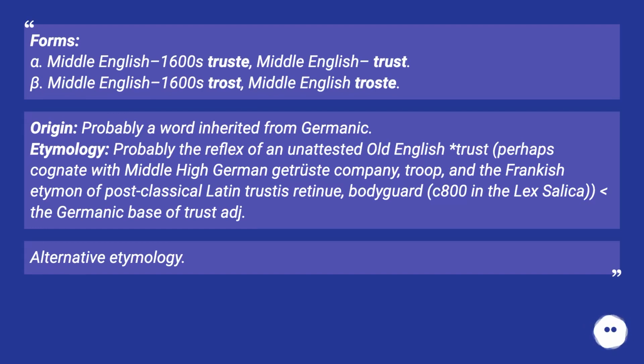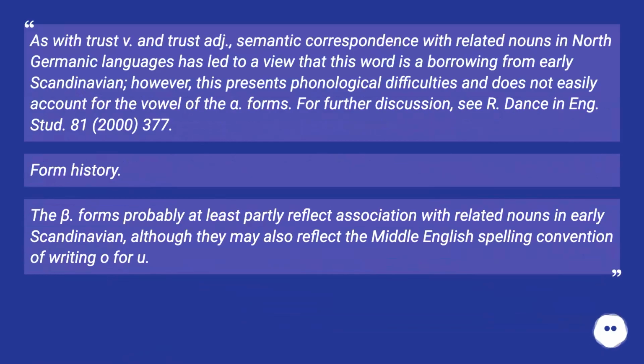Alternative etymology. As with trust, verb, and trust, adjective, semantic correspondence with related nouns in North Germanic languages has led to a view that this word is a borrowing from early Scandinavian. However, this presents phonological difficulties and does not easily account for the vowel of the alpha forms.